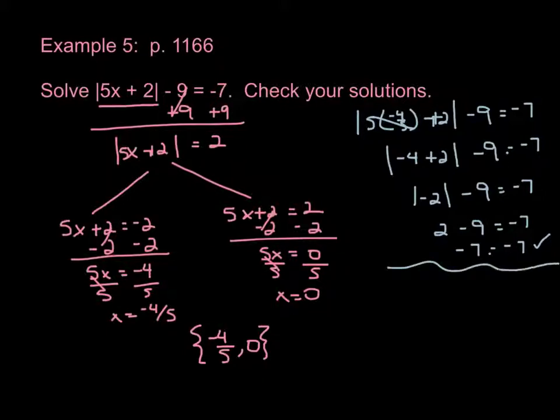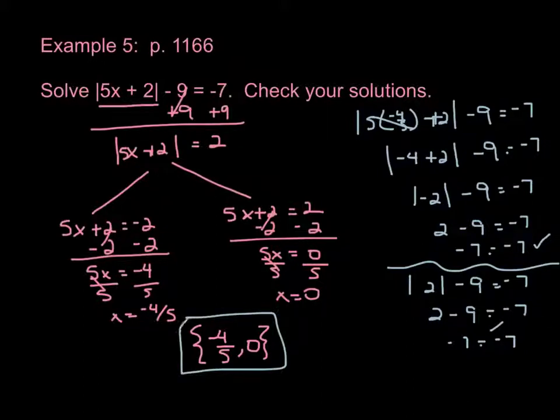Okay, so then I'll check the other one, the solution 0. So the absolute value of 5 times 0 is 0 plus 2. So then 2 minus 9. And so that one's correct also. So my solution set is negative 4/5 and 0.